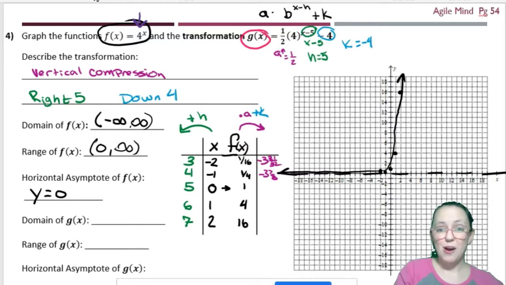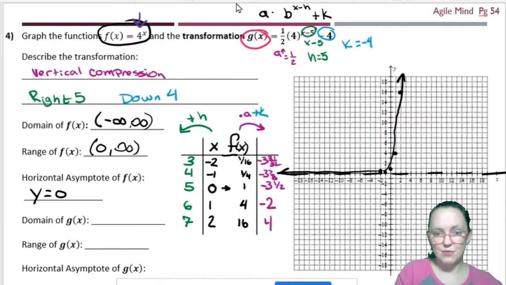Then we're going to have our 1. We're going to take that y of 1 times 1/2, so we have 1/2 minus 4, negative 3.5. Now we're getting up into these bigger numbers. 4 times 1/2, we get 2 minus 4, negative 2. 16 times 1/2, and we get 8 minus 4, so we're going to be at positive 4. So now we're going to graph these points.